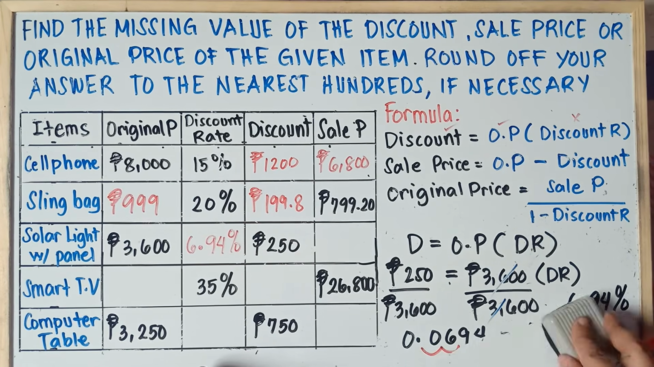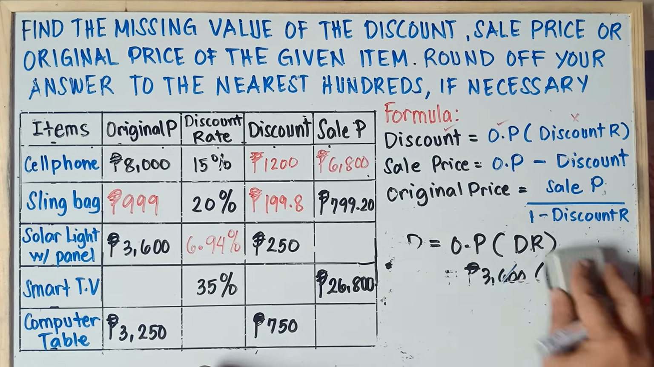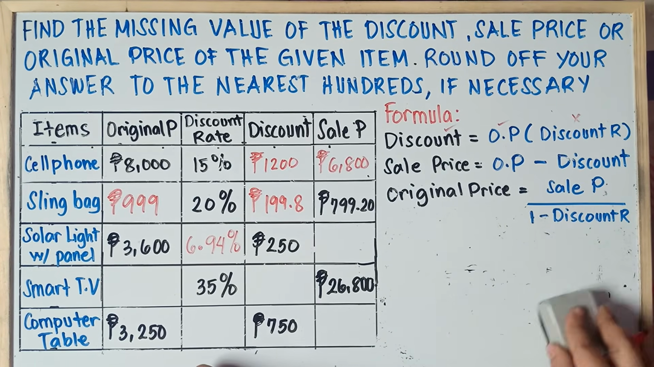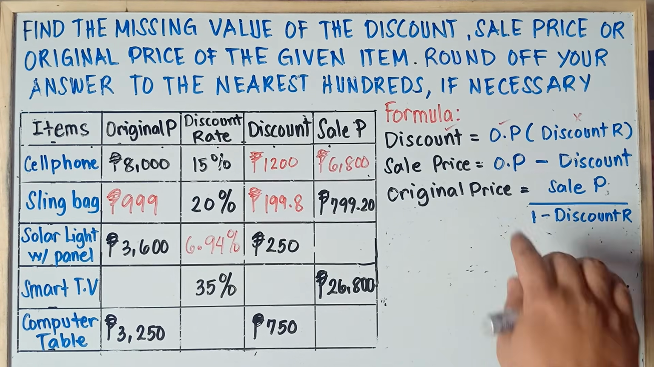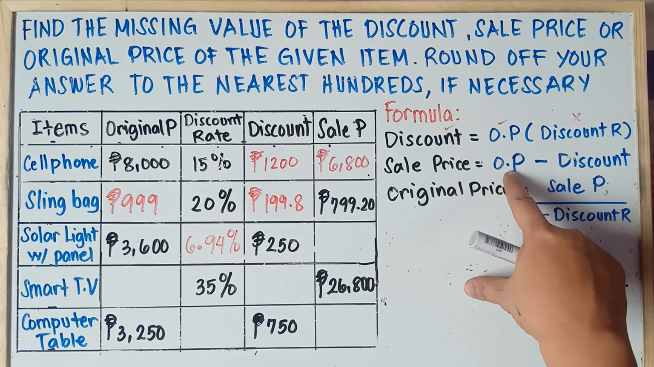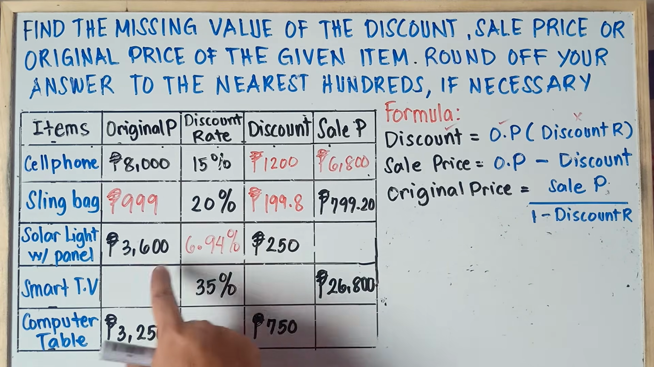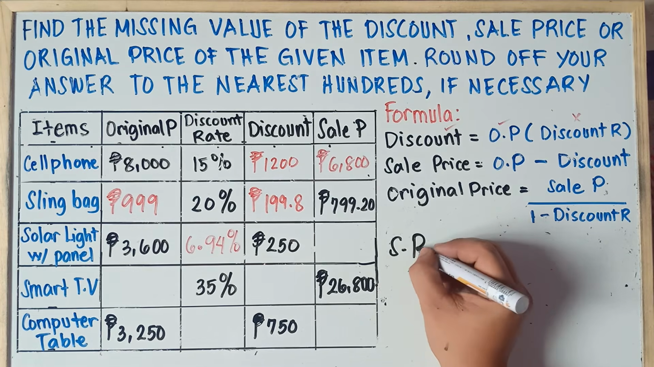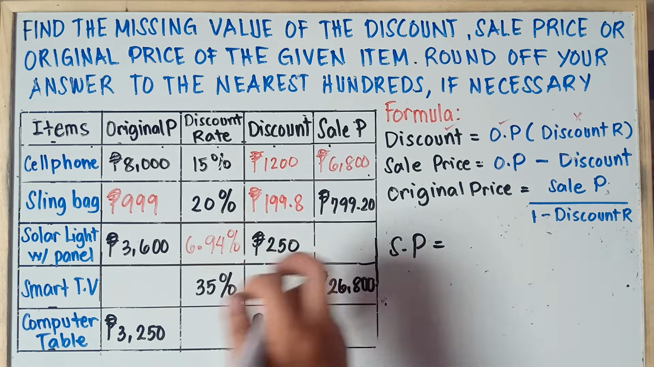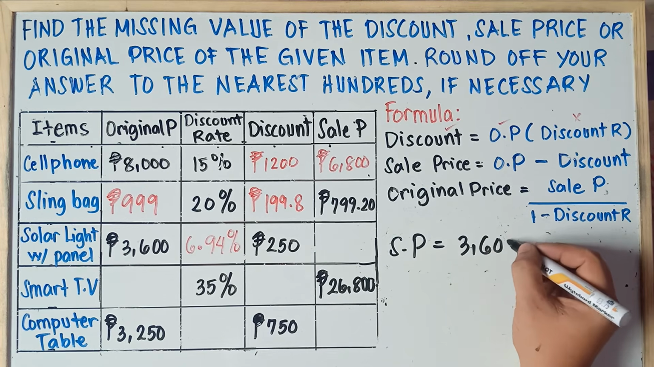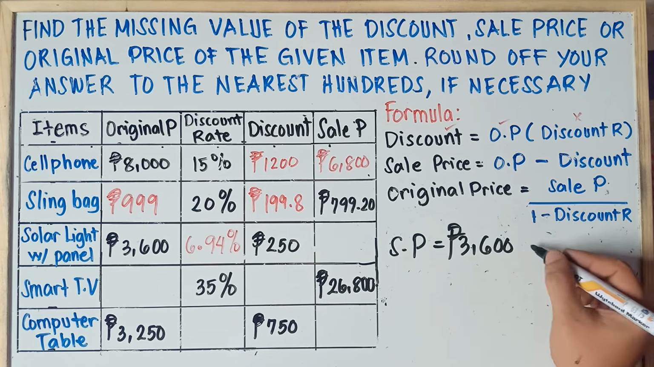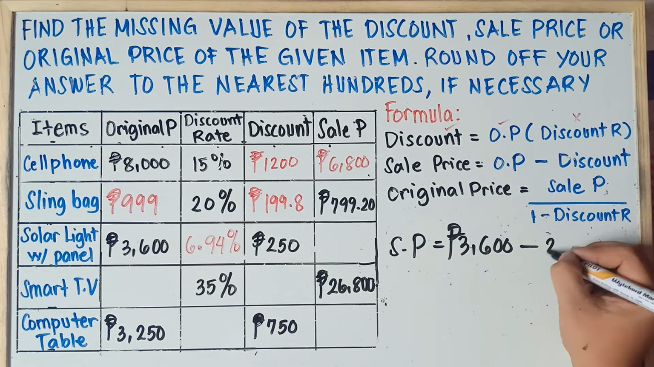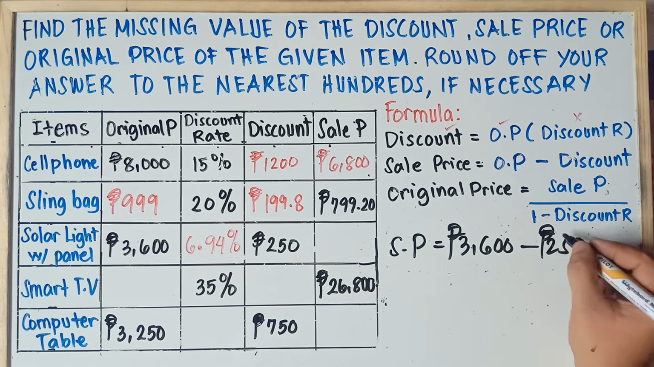Alright, so can we find the sell price? Check the sell price formula. Original price minus the discount. We have the original price. We have the discount. Yep, we can find that. So, sell price, I will just put SP. Sell price equals original price, 3,600 pesos, minus the discount, that's 250 pesos, of course.